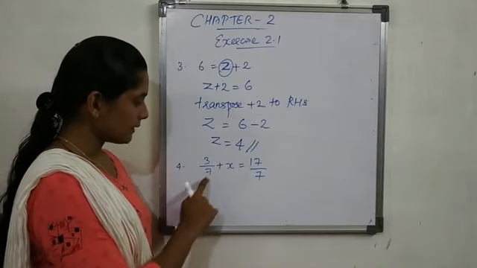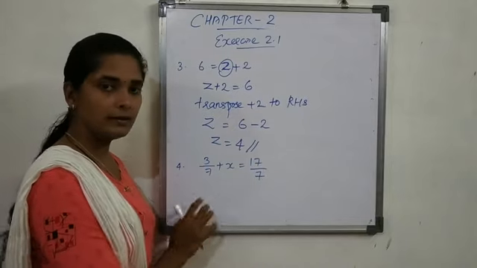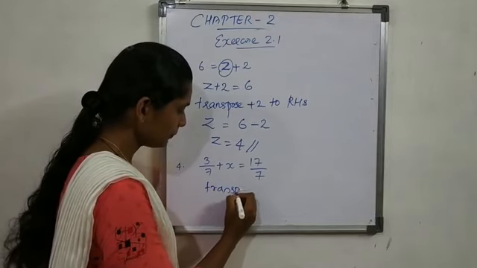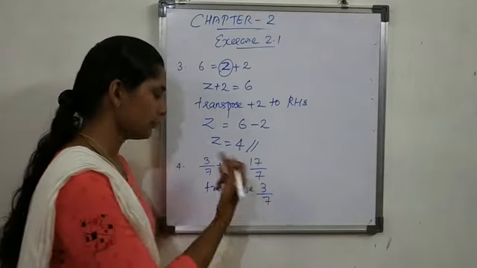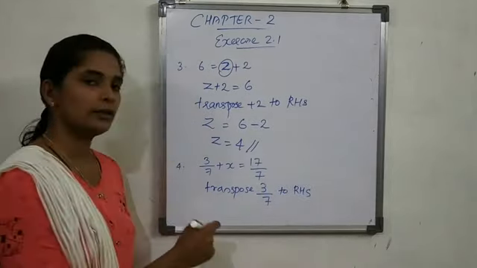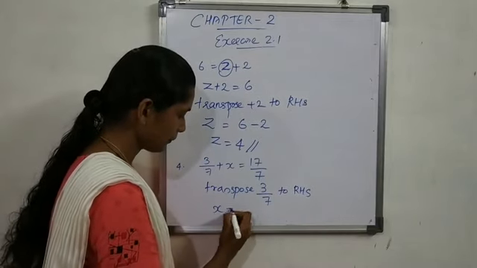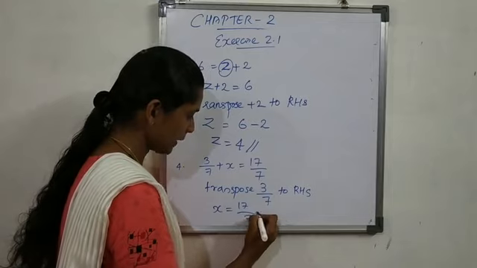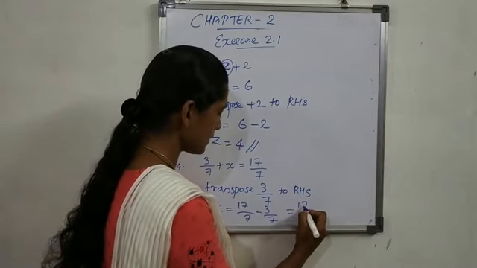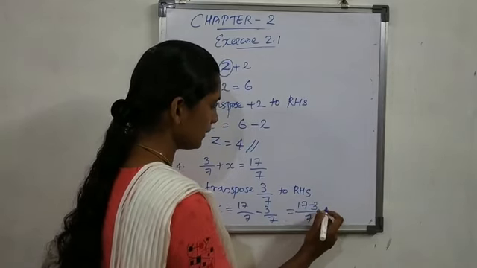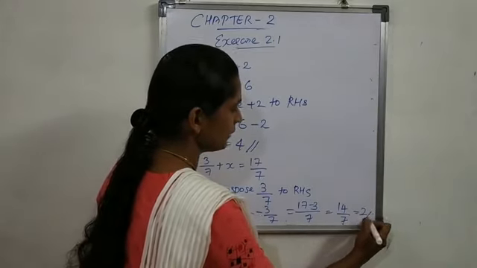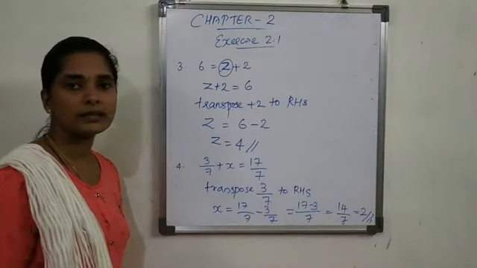The next is 3 by 7 plus x is equal to 17 by 7. First we have to keep this x here and transpose 3 by 7. This is a fraction. Therefore, 3 by 7, which is plus 3 by 7, you can transpose to the right side. Then on the right side it will become 17 by 7 minus 3 by 7. Here the denominators are same, therefore we can subtract the numerators. 17 minus 3 is 14 by 7. Then 14 by 7 means we have to divide, that is x value is 2. X is equal to 2.